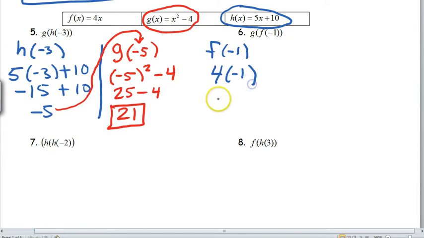So that's going to make -4. It's not like these negatives. That's going to bug me.